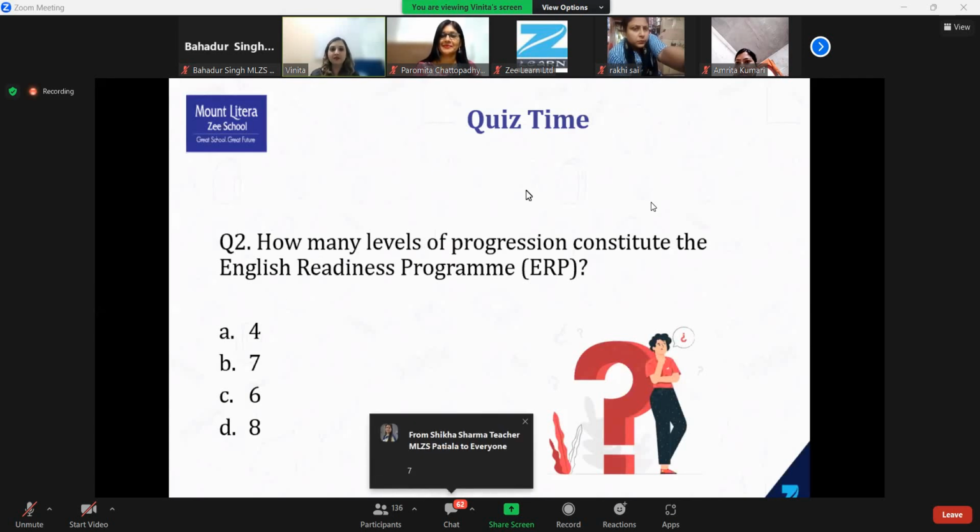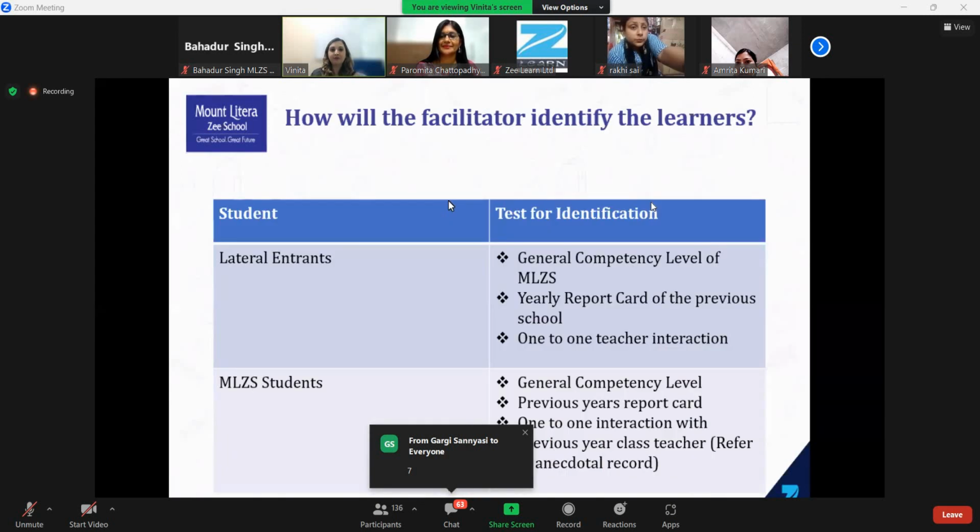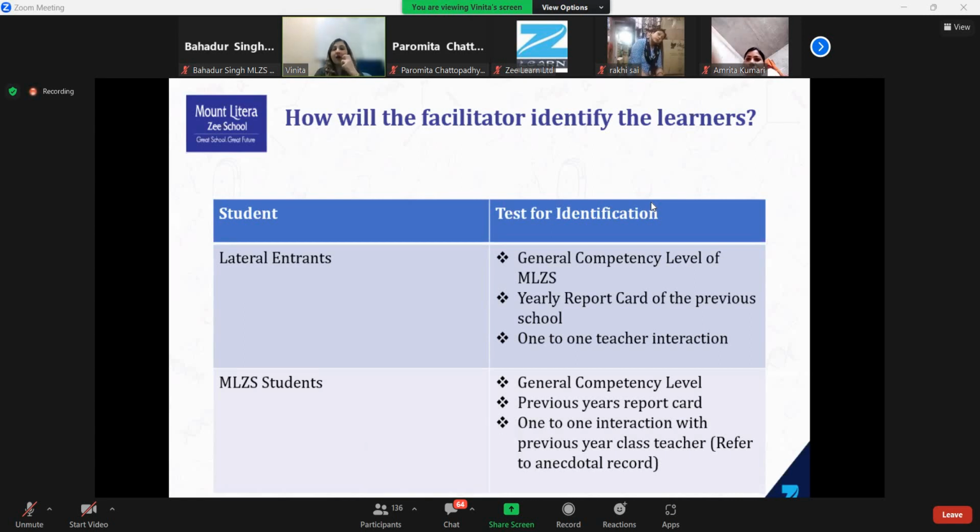Okay, so now what do we have next? As I mentioned, we need to identify our learners. How do we identify our learners? When there are lateral entrants, there will be a general competency level test that the child needs to appear for, in order to understand what's going on. What's the lag? The yearly report card of the previous school is also required, since it's a lateral learner, which gives information about the child.